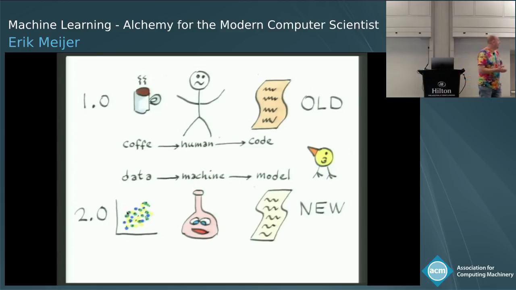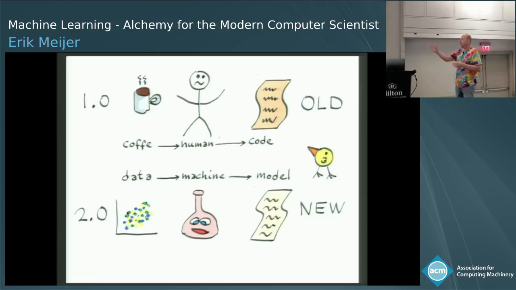So here's a picture of the old world and the new world. In the old world, humans would take coffee and specifications and turn them into code. And in the new world, we take data and we have some magic process and we turn that into a model. Now, the machine learning folks like to call these things models, but really there's no real difference in my view between model and code. There's a little bit of a difference that I will talk about later, but really it's just a function that you can generate from this.